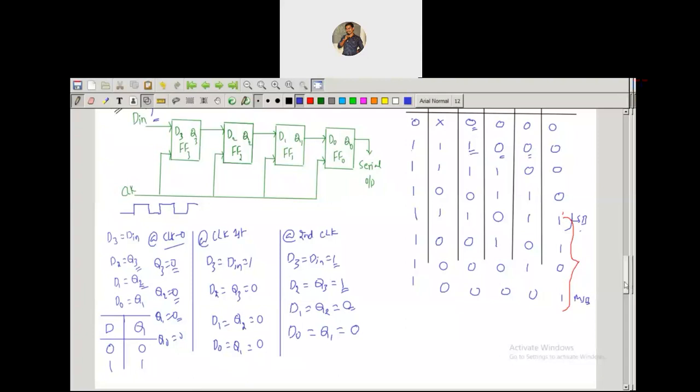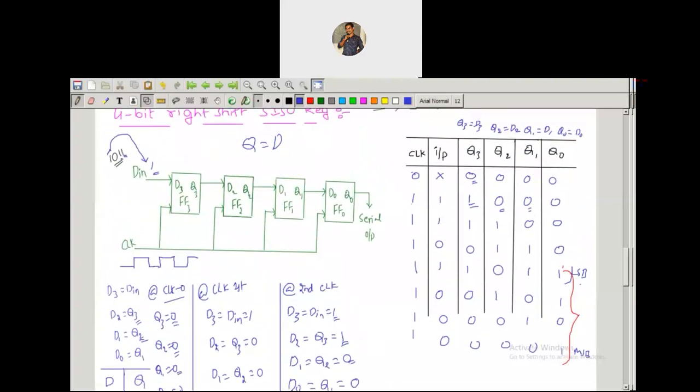Now by using this table, answer me, my dear students. By using this table, how many clock pulses are needed to store the data in a 4-bit shift register? To store the 4-bit data, how many clock pulses are needed?